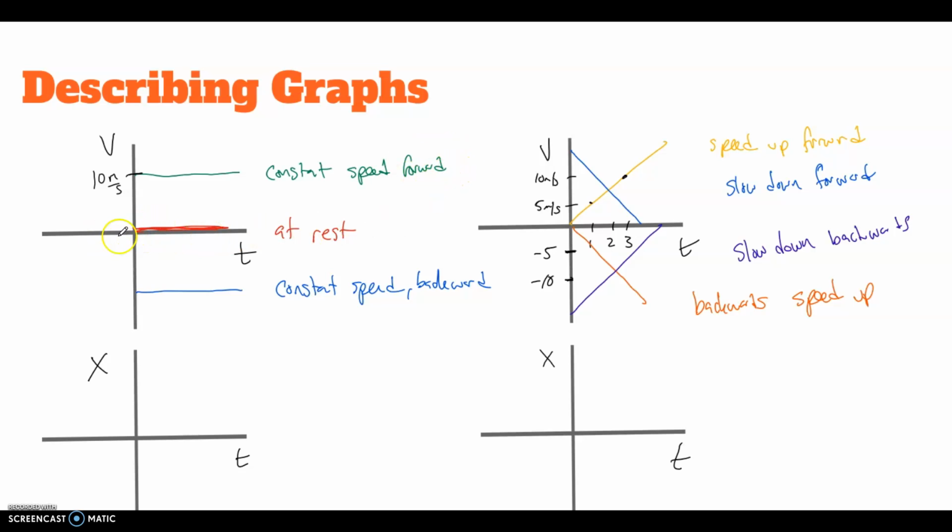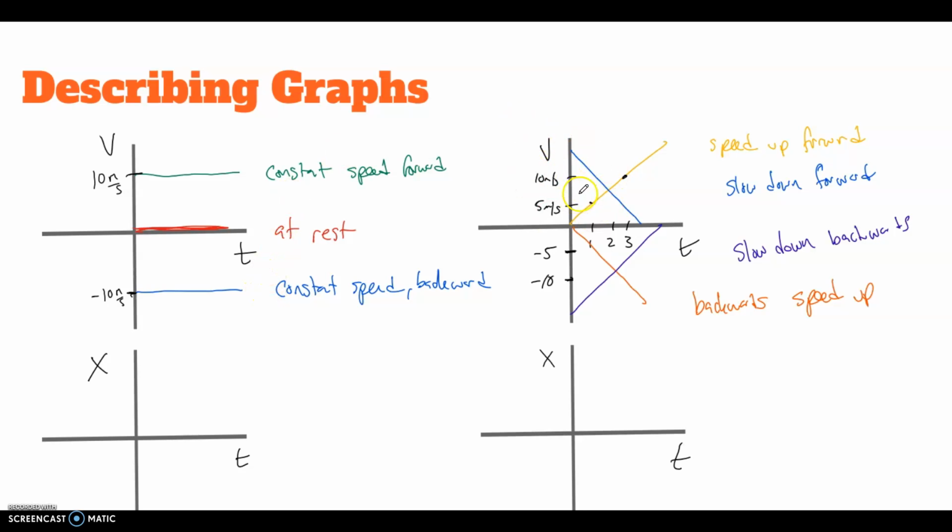The red line is on the 0 line. It's on the x-axis. So if the velocity is 0, that means it's not moving, it's at rest. And the blue line has a constant value, but it's some distance below the x-axis, so maybe this is negative 10 meters per second. Again, I'm just making up a number to illustrate the fact that we're going in a negative direction. It must be going backwards, and it's staying at a very constant speed the whole time.